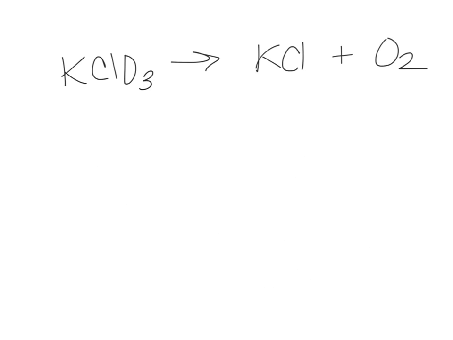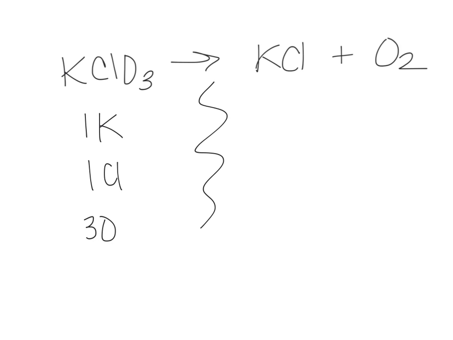Alright, in this problem, it looks like we have potassium chlorate. It's breaking down, turning into potassium chloride and oxygen. So, atom inventory, let's do it. Over here I have 1 potassium. It looks like I have 1 chlorine, and I have 3 oxygens.